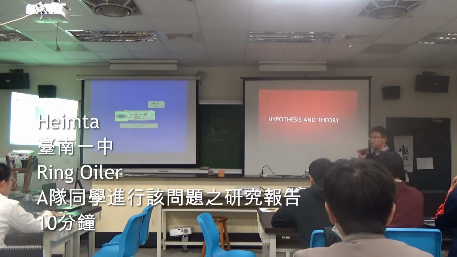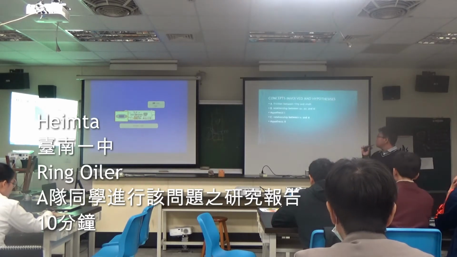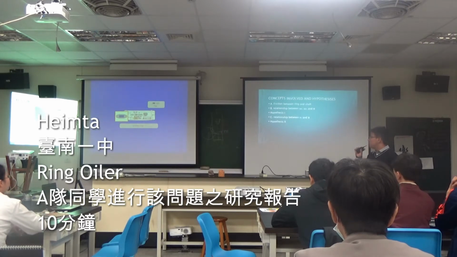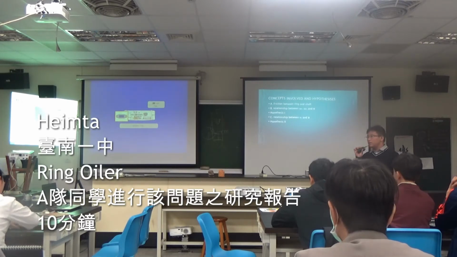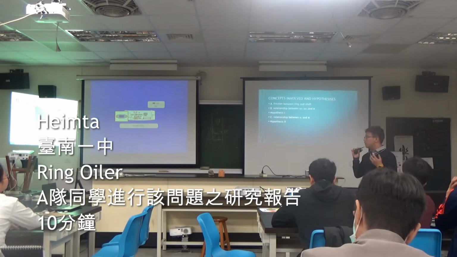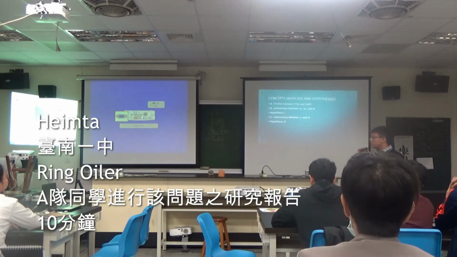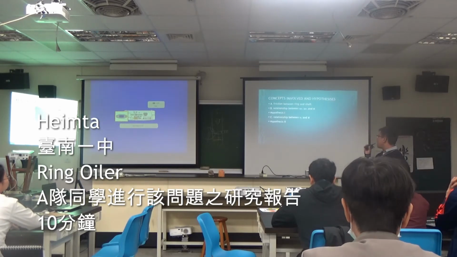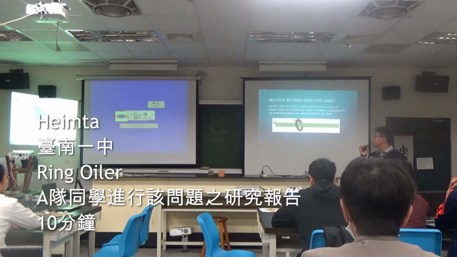Next is our hypothesis and our theory. The concepts involved would be, firstly, the friction between the ring and the shaft. Secondly, the relationship between omega-1, omega-2, and theta. And then we will introduce our first hypothesis. Then we will have our relationship between Vx and theta introduced. And then we will have our second hypothesis introduced.